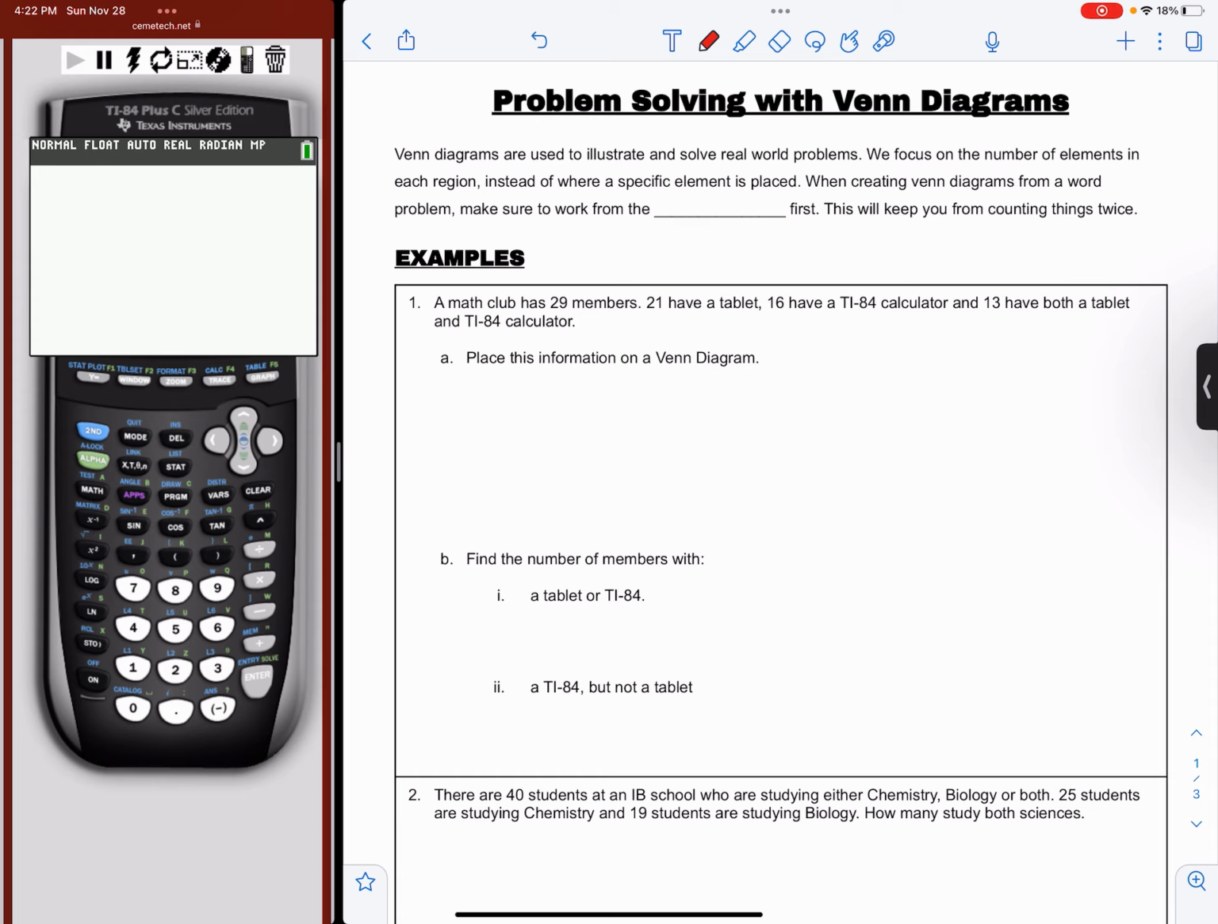So when creating your Venn diagrams from a word problem, you want to make sure you work from the inside first because this is going to keep you from counting things twice. So let's look at an example.